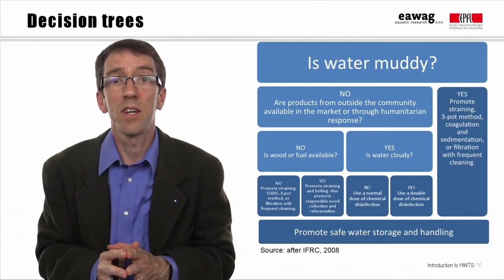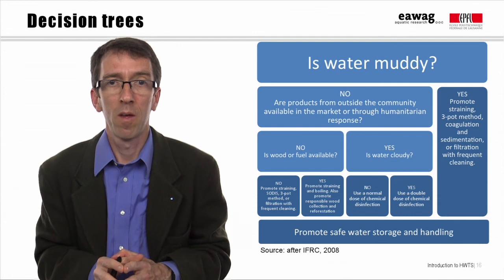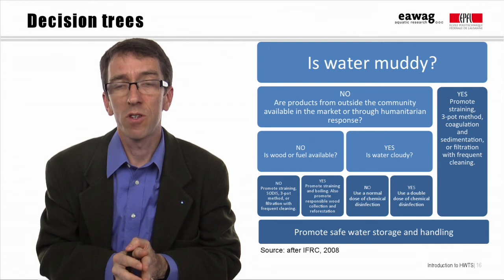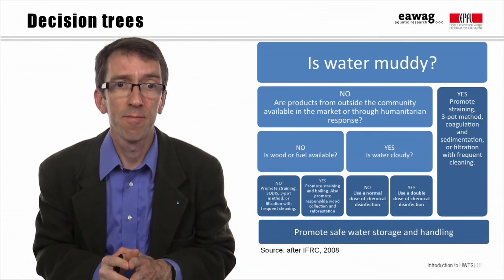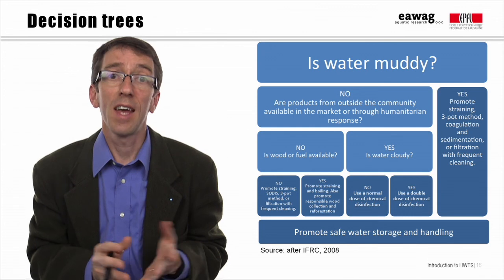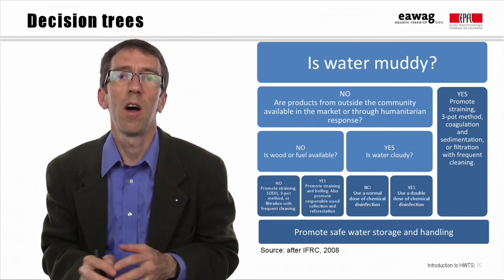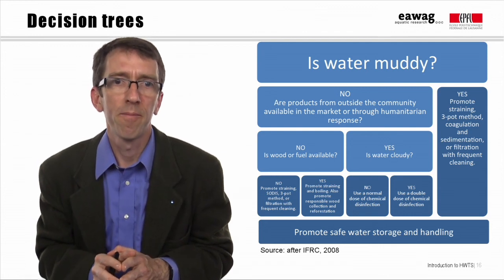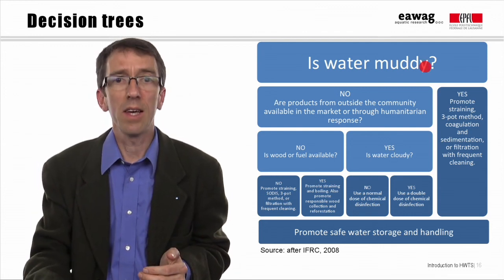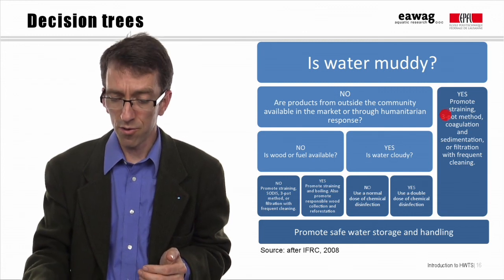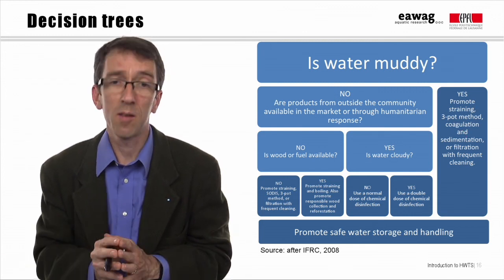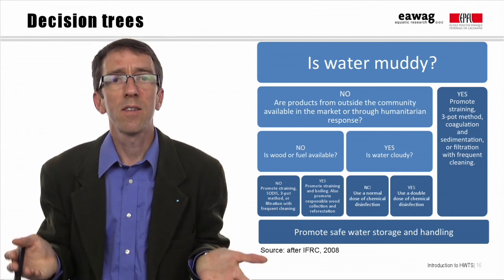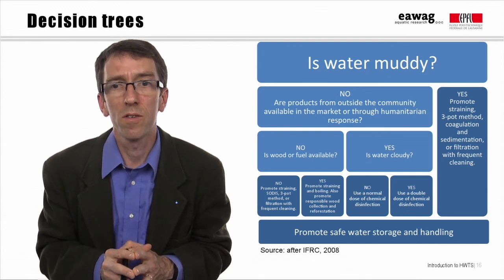A simpler approach to selection is the familiar decision tree. By asking a series of questions, you can narrow down the group of potential options appropriate for a particular context. Here's a decision tree adapted from that IFRC report on HWTS in emergencies, which you saw in Module 4.3. Here, if the water is muddy, the tree says that straining, the 3-pot method, coagulation and sedimentation, or filtering with frequent cleaning should be promoted. And these technologies are all appropriate for turbid waters.